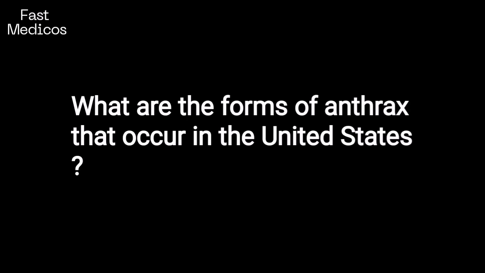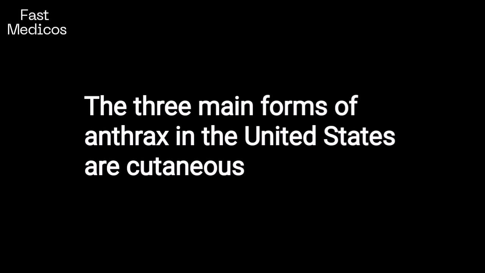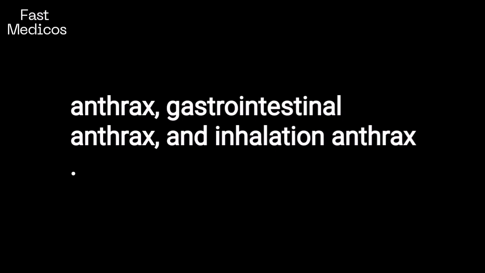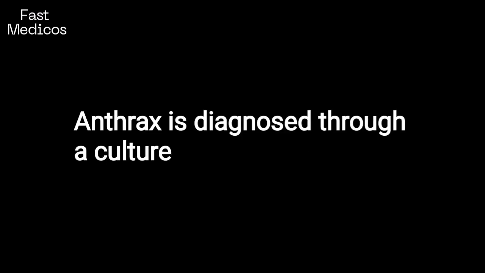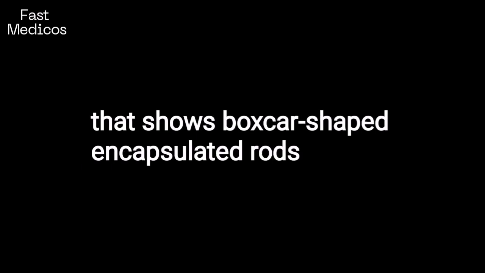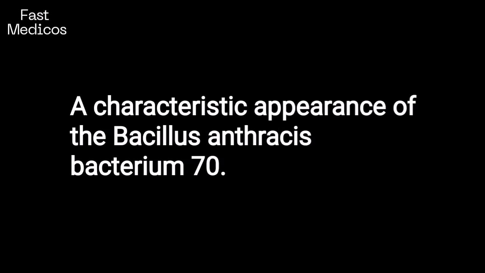68. What are the forms of anthrax that occur in the United States? The three main forms of anthrax in the United States are cutaneous anthrax, gastrointestinal anthrax, and inhalation anthrax. 69. How is anthrax diagnosed? Anthrax is diagnosed through a culture that shows boxcar-shaped encapsulated rods, a characteristic appearance of the Bacillus anthracis bacterium.